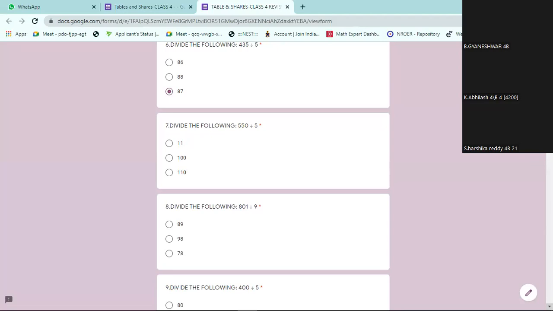Seventh question. Now tell me what answer you got. 110. You got 110, that's the right answer. 5 ones are 5, 5 ones are 5, and 0. So 110 is the answer. Or you can try with another method also. Take 100, 500 will be there. 5 tens are 50. 100 plus 10 is 110. 110 is the right answer.